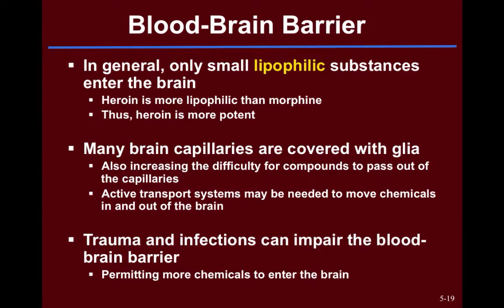When we talk about how this actually works, the capillaries in the brain are covered with those glial cells that we covered in our previous lecture. And this makes it difficult for compounds to pass through those capillaries to affect the brain. And we do see, though, that because that is a physical barrier, those glial cells, certain kinds of trauma and infection can actually impair that barrier and limit its functionality, and we can see that resulting in more chemicals entering the brain, which can definitely be dangerous.